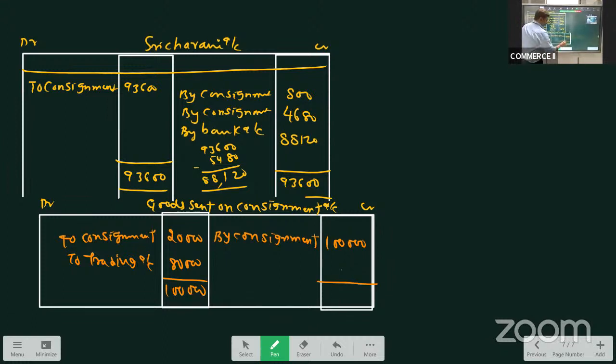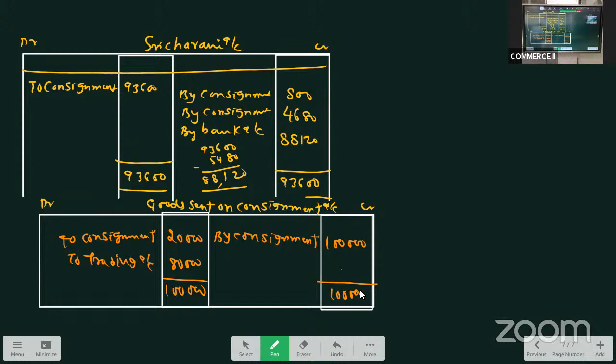Okay. So we transfer this to trading account. If you have seen, whatever case it is, whether it is a cost price problem or an invoice price problem, always the amount we send to trading account of the consignor is the cost price only. We will transfer always cost price of the goods sent on consignment to trading account. Okay. So this is how we have done 2 questions. We'll take one more question. That is question number 14.